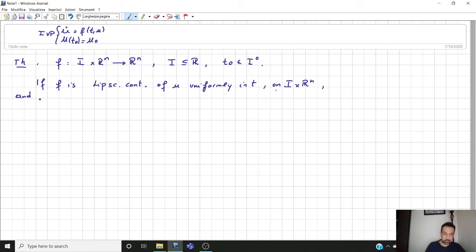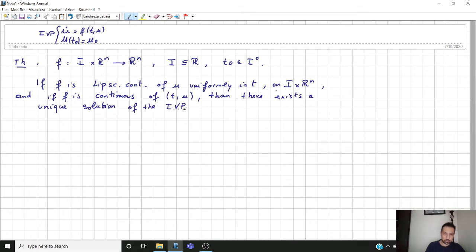and if f is continuous, so we also want it to be continuous in (t, u), then there exists a unique solution, which is the fixed point of the contraction, so a unique solution of the initial value problem.